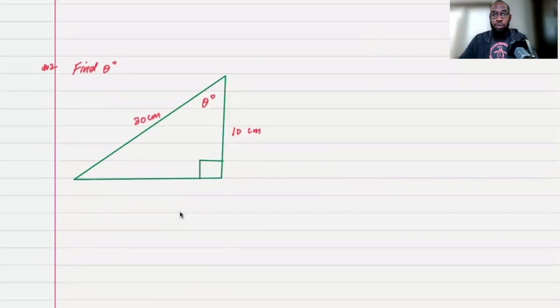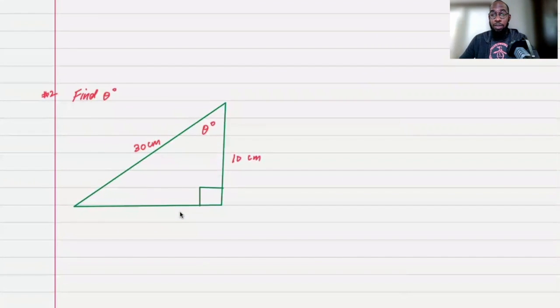First thing we have to do, label our sides. This is a 90 degrees, so we know here is the hypotenuse. Here is opposite. And this side is adjacent, the other side. All right, so we take our sides, we have hypotenuse, we have adjacent.